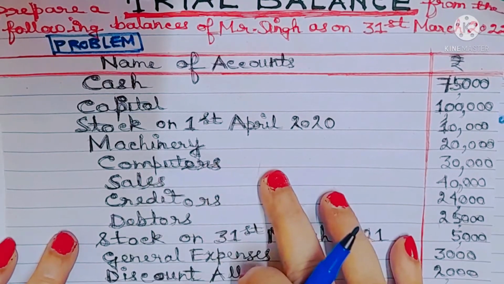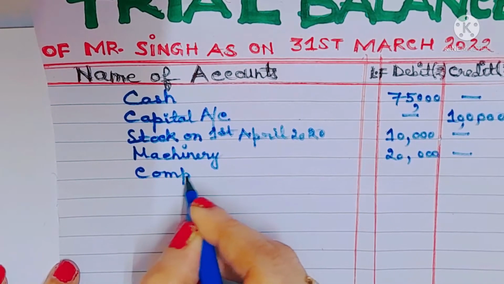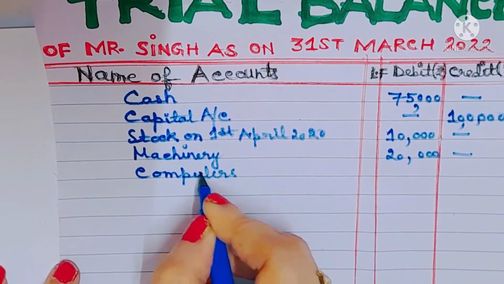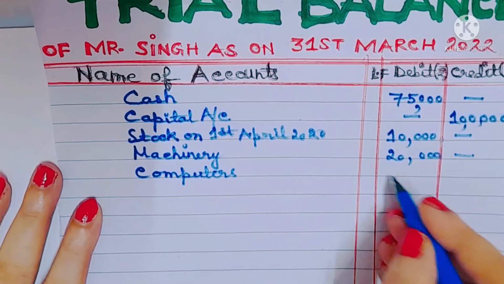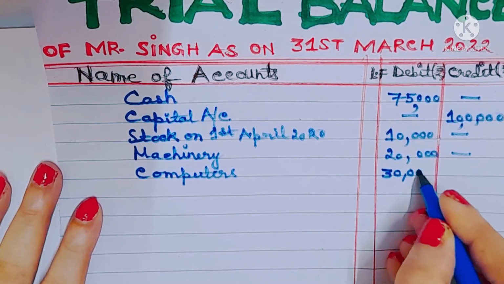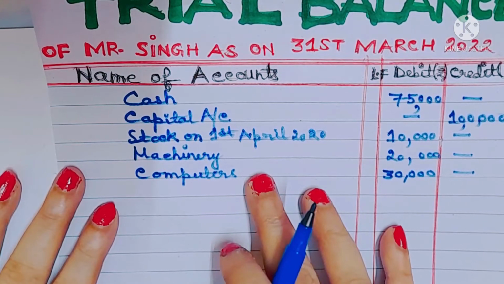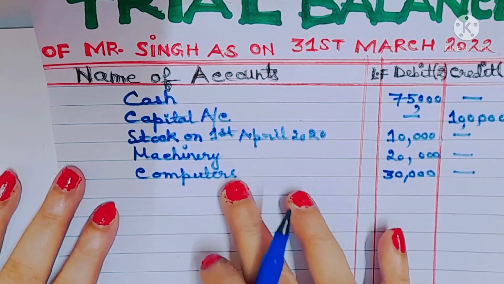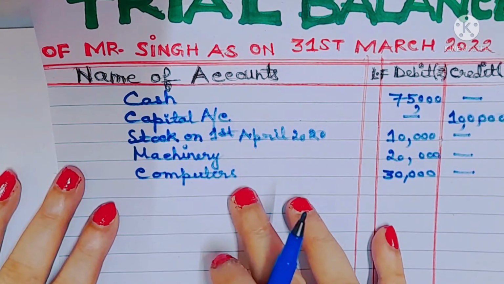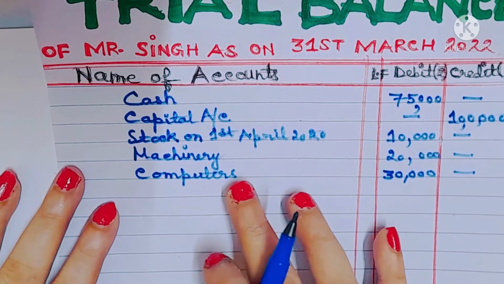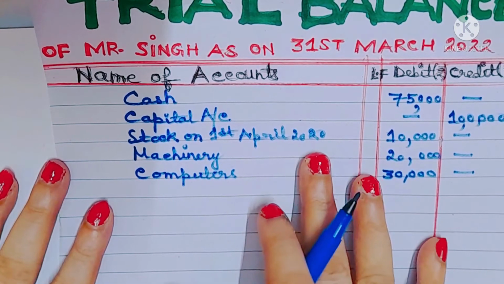Next account is computers, 30,000. Let's write computers, 30,000. Computers is an asset. What is the amount? 30,000. So computers is a debit balance. Computers comes under real account. According to real account, what comes in is debit. Since computers is an asset, when you are purchasing computers, it comes in. So it's an asset for the business. So computers account will be debited. Understood? Let's see the next account.